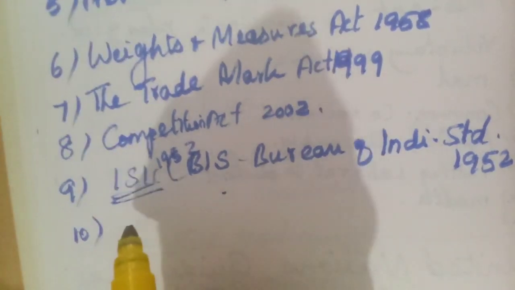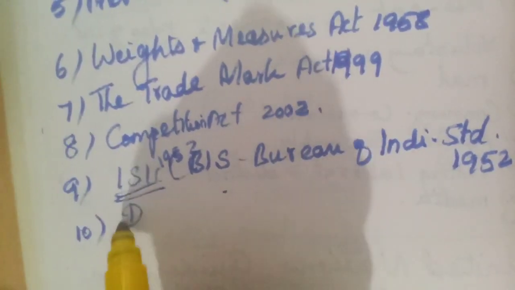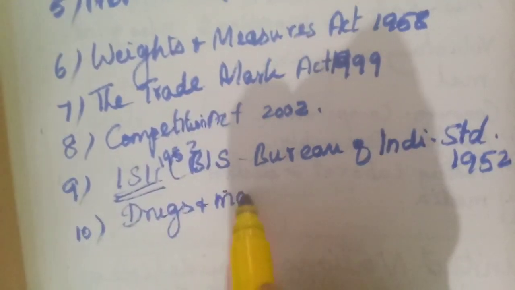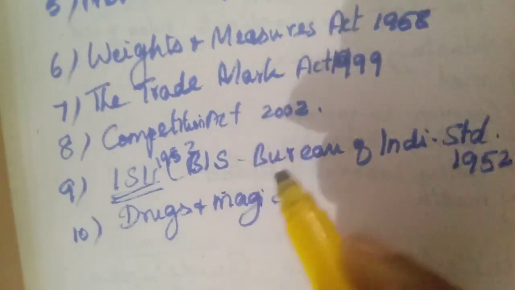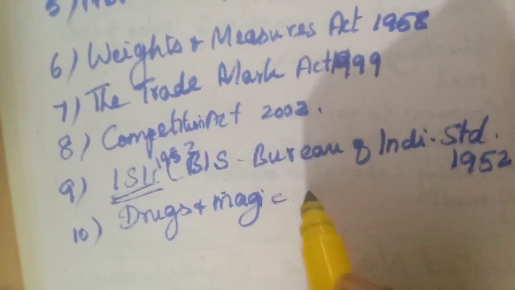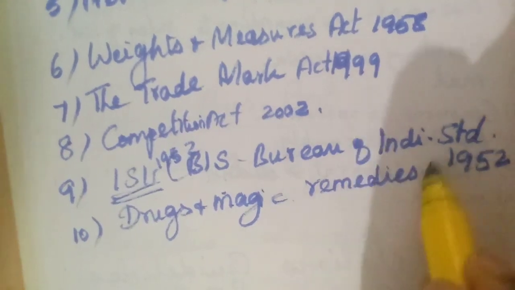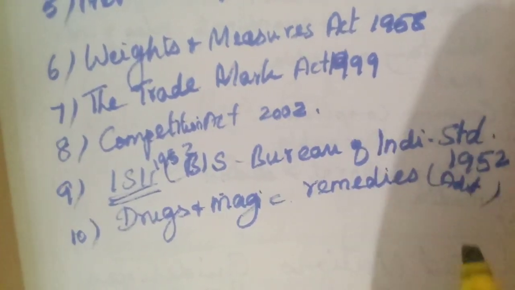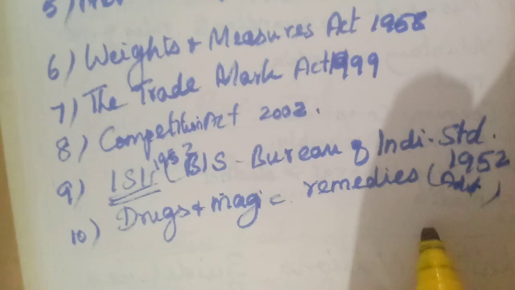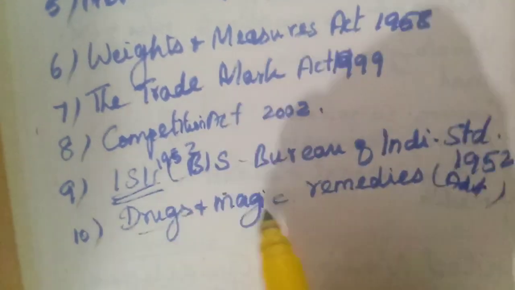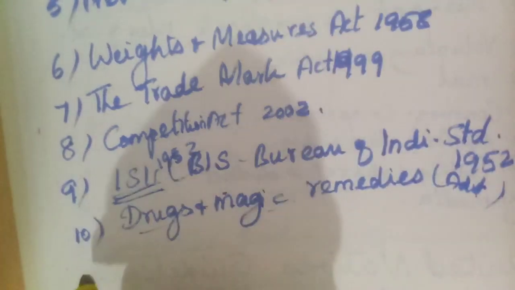Then, the Drugs and Magic Remedies Act, related to the drugs and any magic remedies. That means related to the advertisement. Okay, they may not have any false advertisement related to drugs and any other magical products.